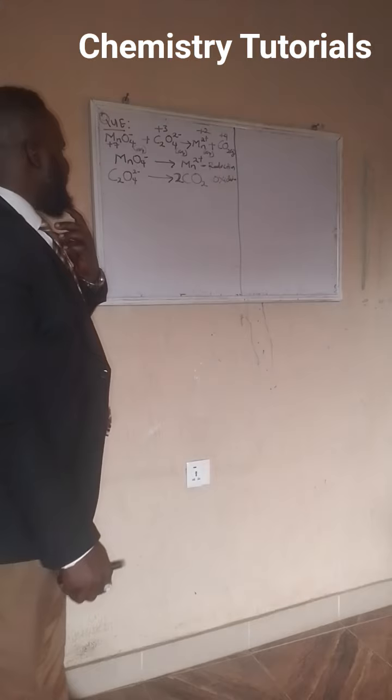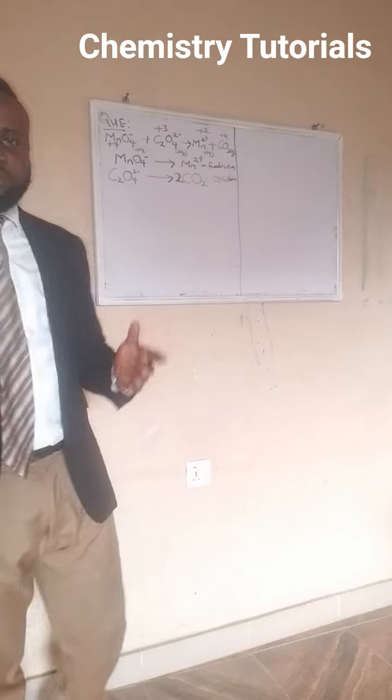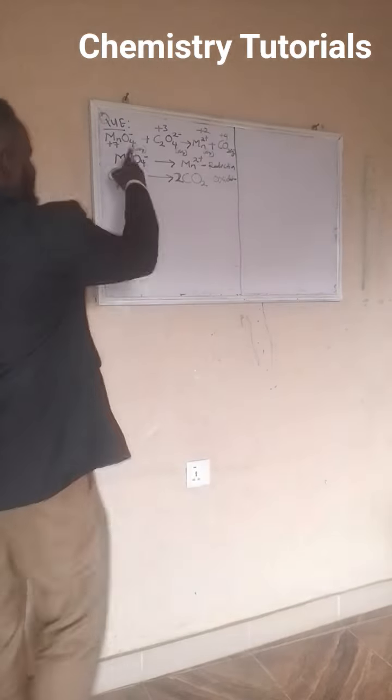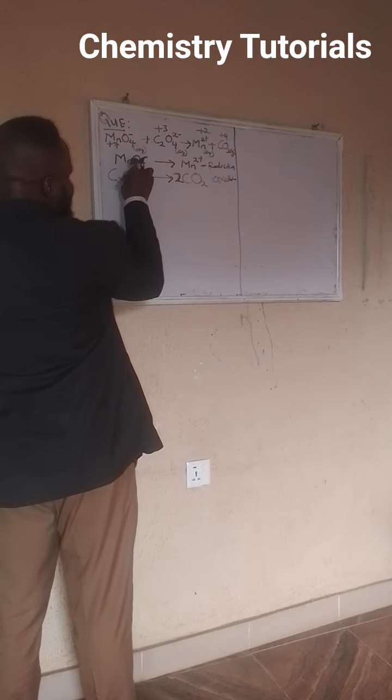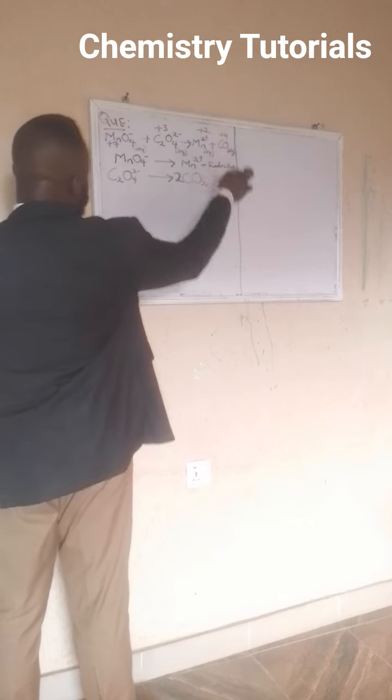So having done that, I will balance other atoms present, adding water where it is necessary. So for this reaction here, there's oxygen here and there's no oxygen here. So I'm going to add hydrogen to this side and add water to this side.